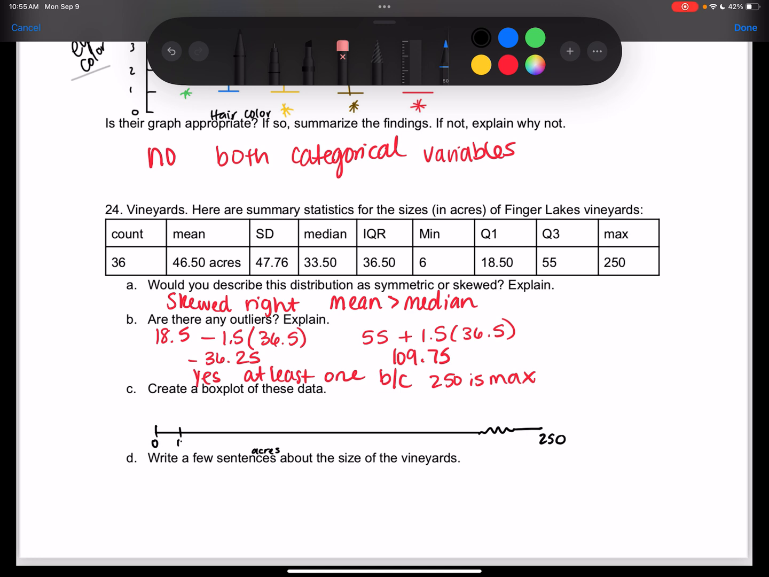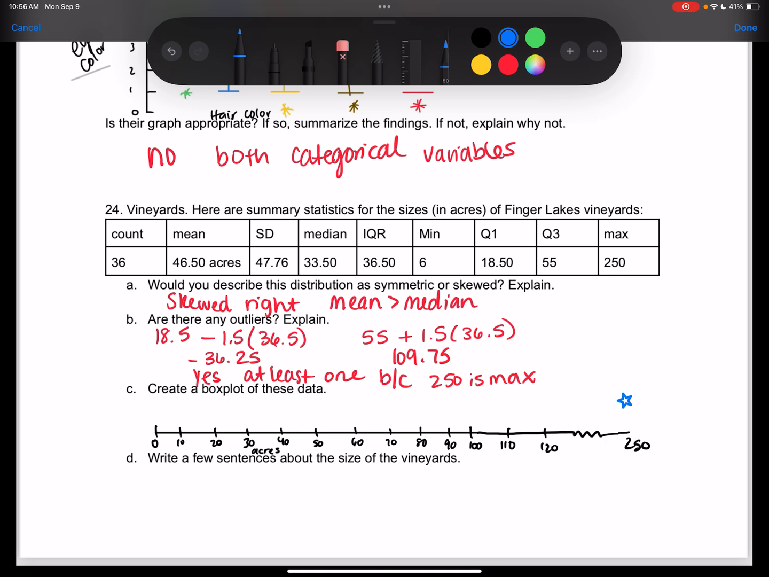So 0, 10, 20, 30, 40, I hope I left enough room, 50, 60, 70, 80, 90, I almost did 100. Need to shift this just a little bit. 110, 120, skip a few, go to 250. The main reason I do this is so that I don't have to go out ridiculously far, but I can put my outlier at 250.